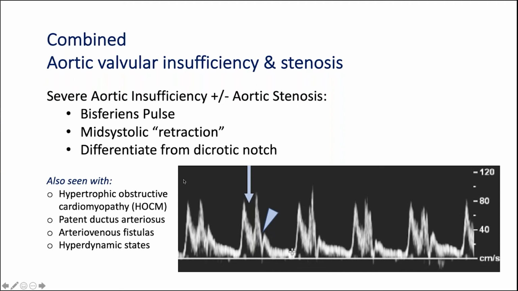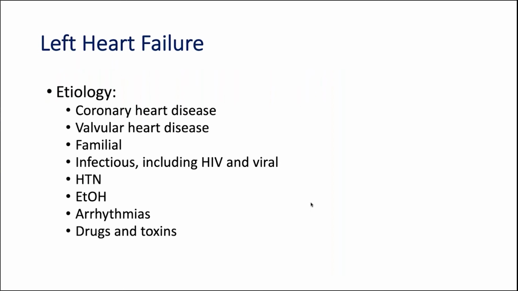This abnormality may be seen in other conditions: hypertrophic obstructive cardiomyopathy, a patent ductus, arteriovenous fistulas, or in some hyperdynamic patients. But this is an unusual characteristic that points to that kind of problem. And again, symmetry. You would expect to see this in all of the vessels going to the cerebrovasculature.